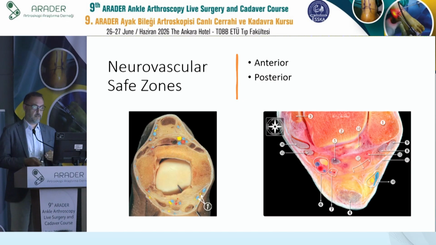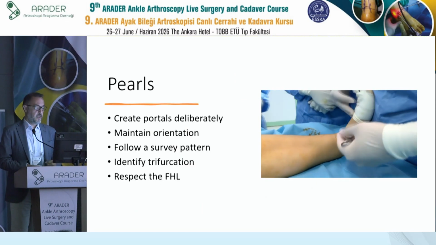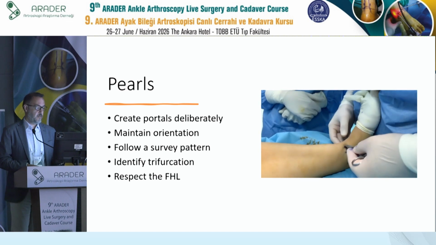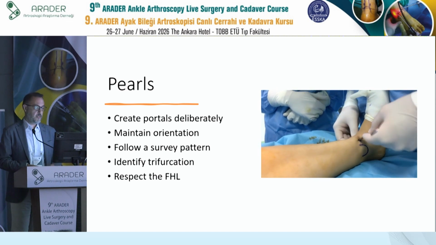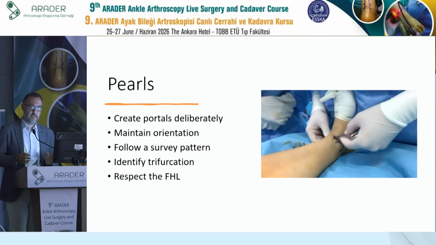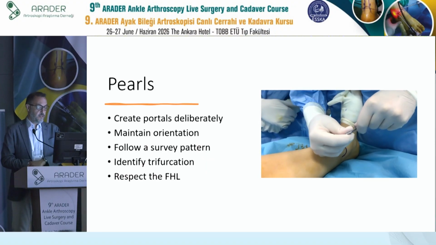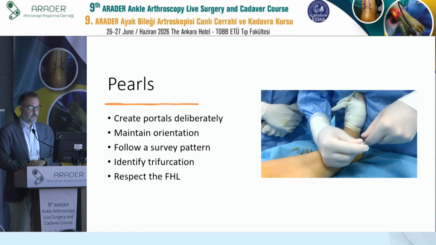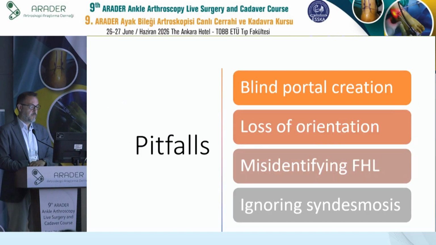So when you are dealing with the arthroscopy, even if it's the anterior or the posterior, you should always be aware of the neurovascular zones, and you should be aware of your portal security. So you should create portals deliberately, maintain your orientation. You must follow a survey pattern to be systematic. You need to identify trifurcation and respect the FHL.